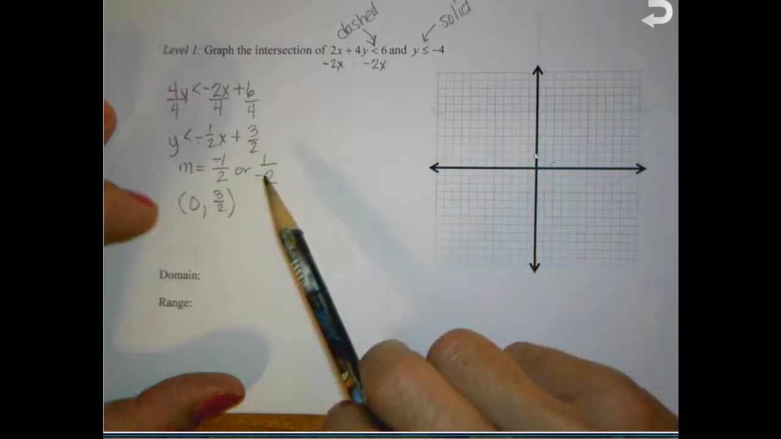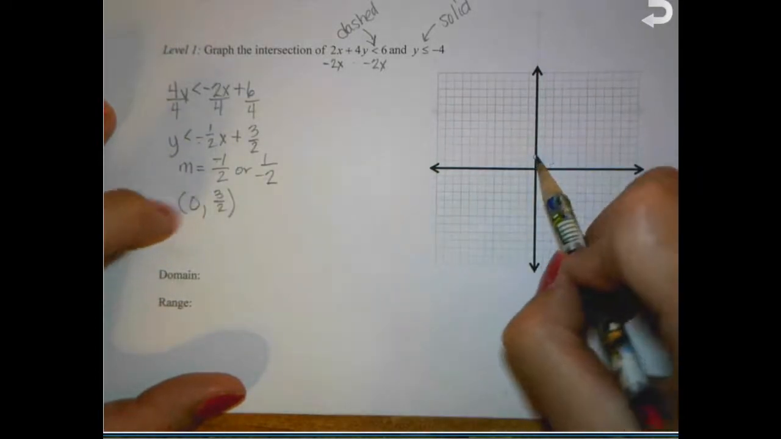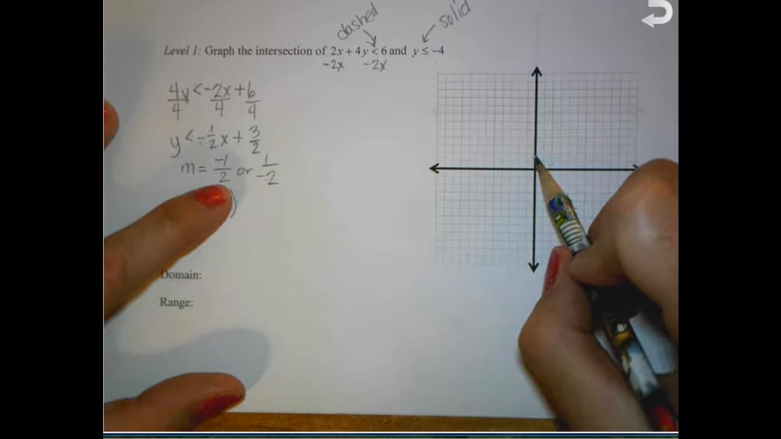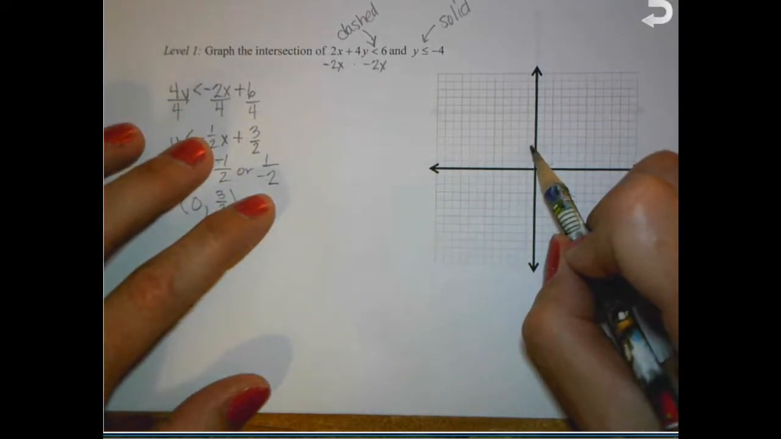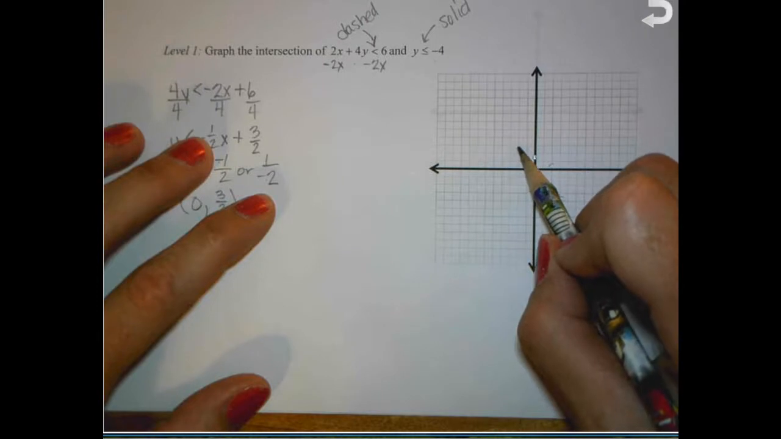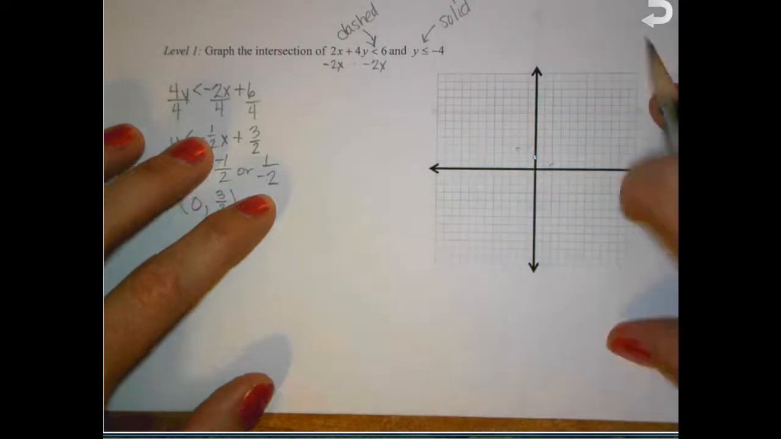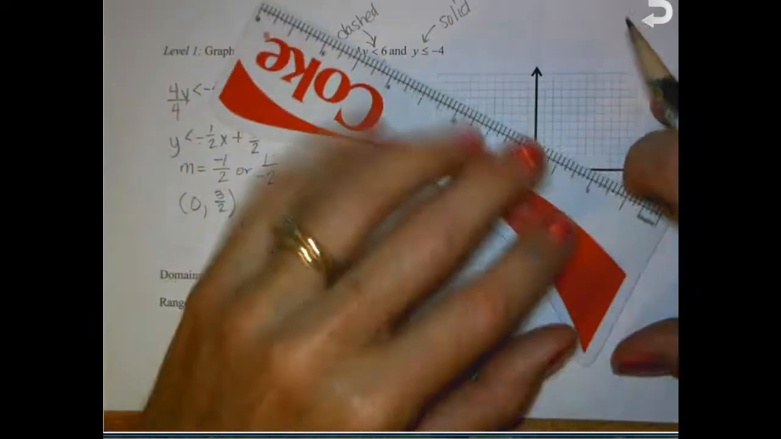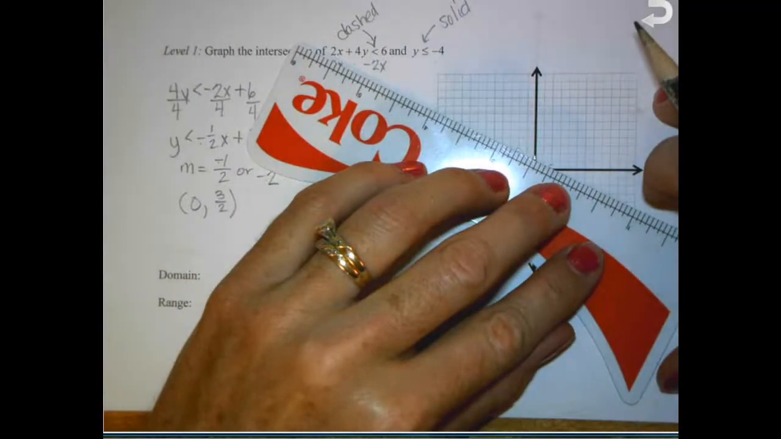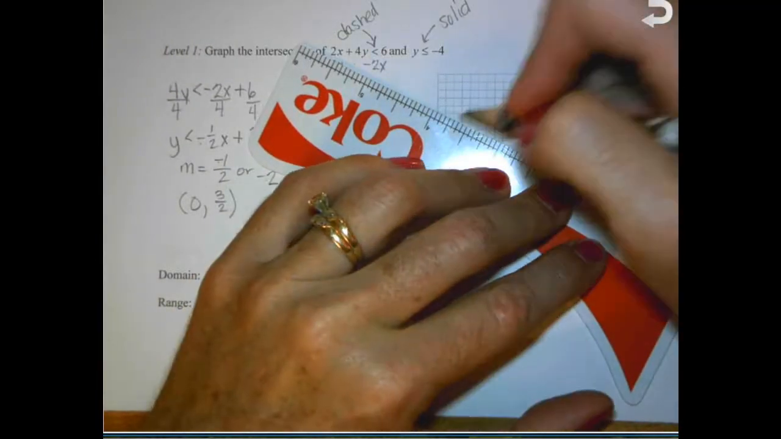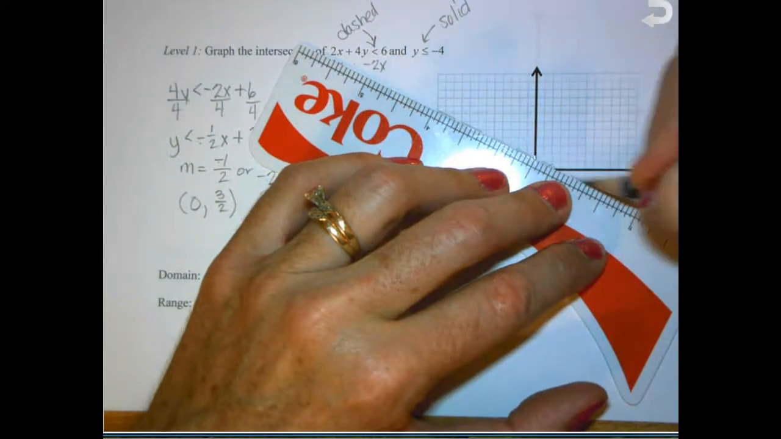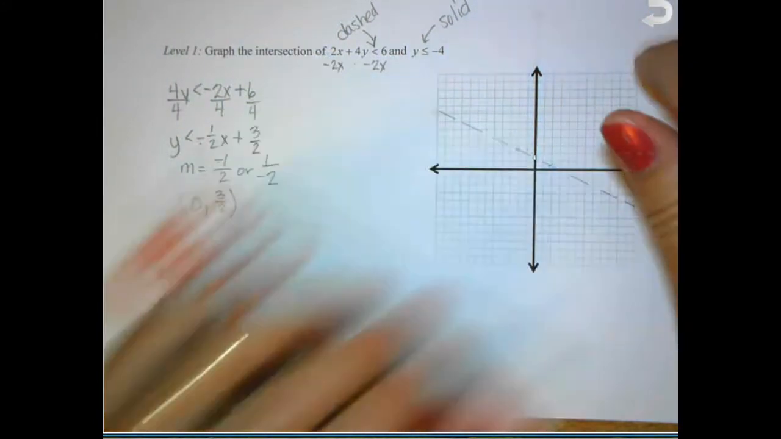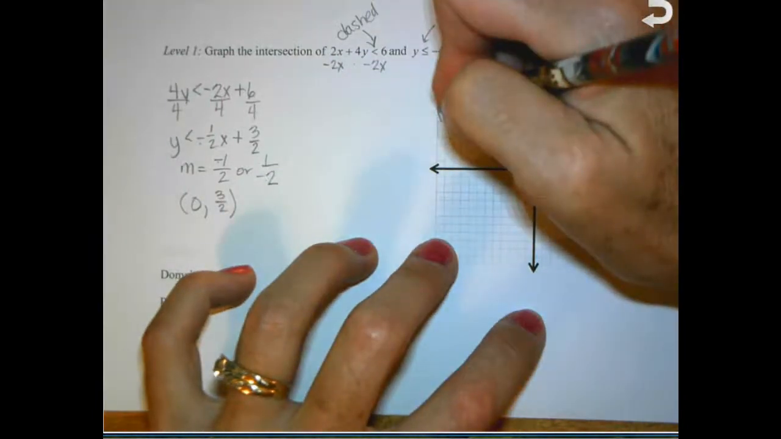And then my other point, starting back at the original, 0, 3/2, a rise of positive 1, so halfway between there, and then a run of negative 2. And this one needed to be a dashed line. All the way to the sides of your graph.